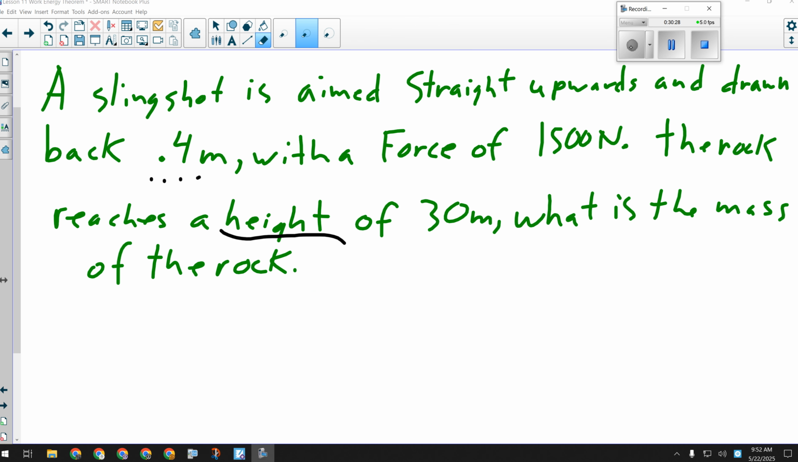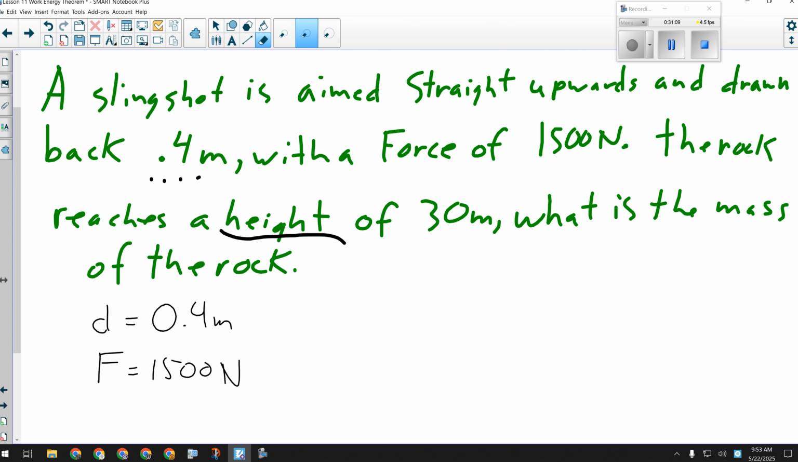All right, let's have a quick look at this one here. So the slingshot is aimed straight upwards, and it says it's drawn back 0.4 meters. Now, in a question like this, that can be confusing because distance and height use the same units. Here's how I can tell that number is distance. It's what I drew back the slingshot. That's not included in the height. That's what I did to do the work. It was part of the force that I used in order to load the slingshot. So I have to know in the context of that question that the distance the work is done over is 0.4 meters. And the force used is 1,500 newtons.